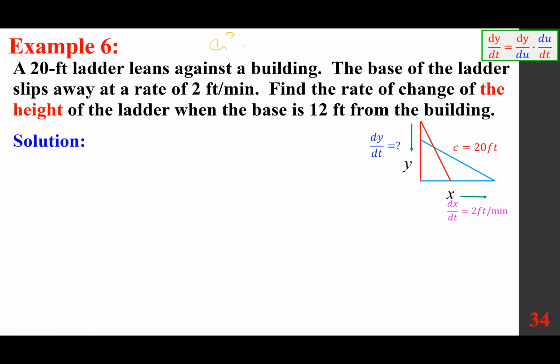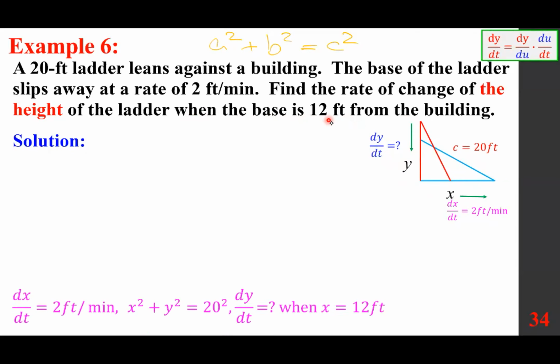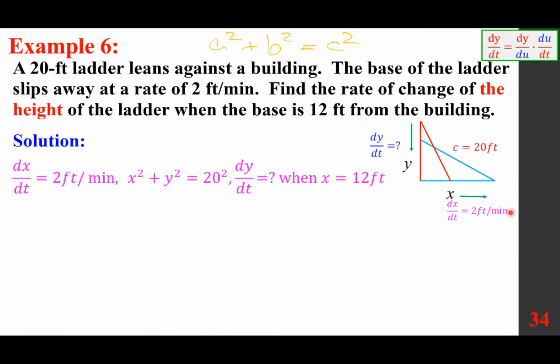So we are going to use the Pythagorean theorem, a squared plus b squared equals c squared. So we have x squared plus y squared equals c squared, and c is fixed at 20, therefore 20 squared. Now, dx/dt is 2 feet per minute. We are looking to find dy/dt when the base is 12 feet from the building. X is 12 feet. You have to draw the setting, and then you have to do the translation in this format to make sure you can handle this question easily.